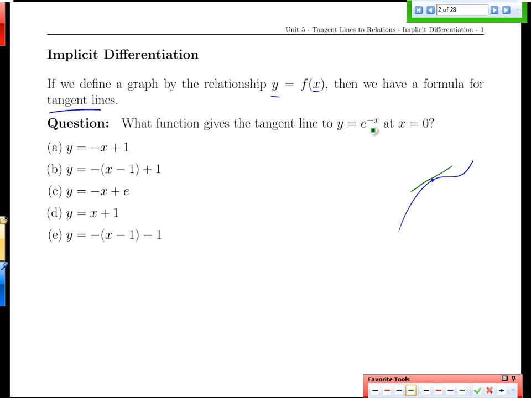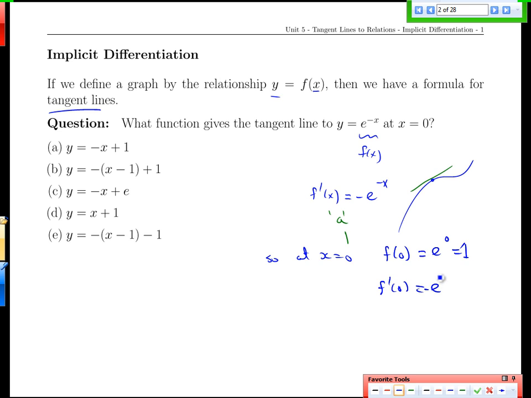So our function is y equals e to the negative x. That is our function here. And we know the slopes are computed by the derivative. Negative e to the negative x would be the derivative of f of x. So at x equals 0, which we often called a in our earlier formulations, we'd have the value of the function, which is e to the 0, which is positive 1, and f prime of 0, which is minus e to the 0, which is negative 1.